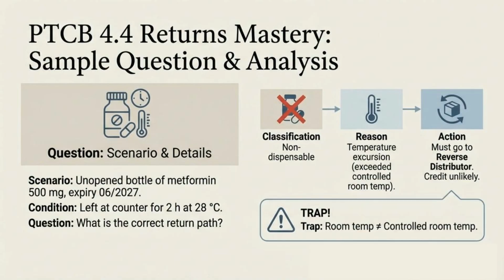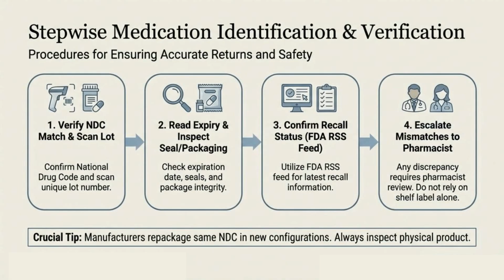In this sample question, an unopened bottle of metformin was left at 28 degrees Celsius, exceeding controlled room temperature. This is a non-dispensable item requiring reverse distribution due to the temperature excursion. Stepwise identification involves verifying the NDC, reading the expiry and inspecting the packaging, confirming the recall status, and escalating any mismatches to the pharmacist. Always inspect the physical product.